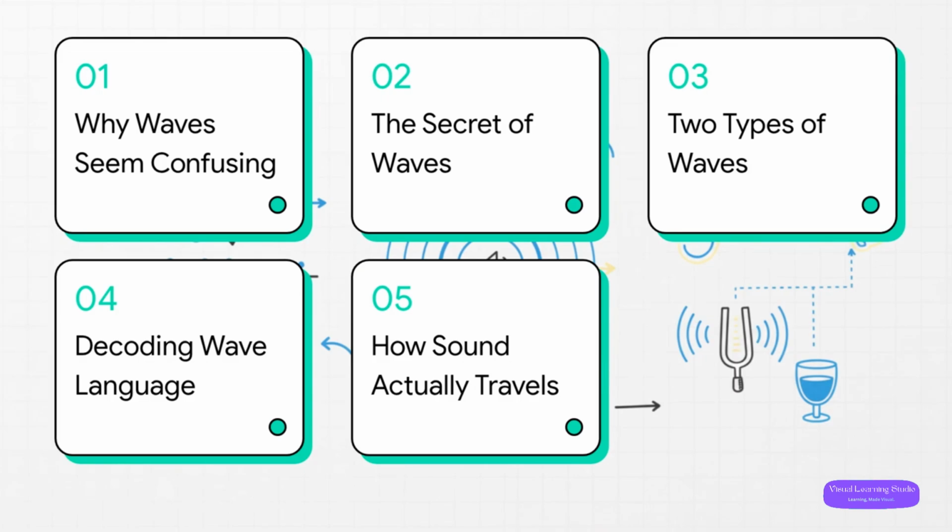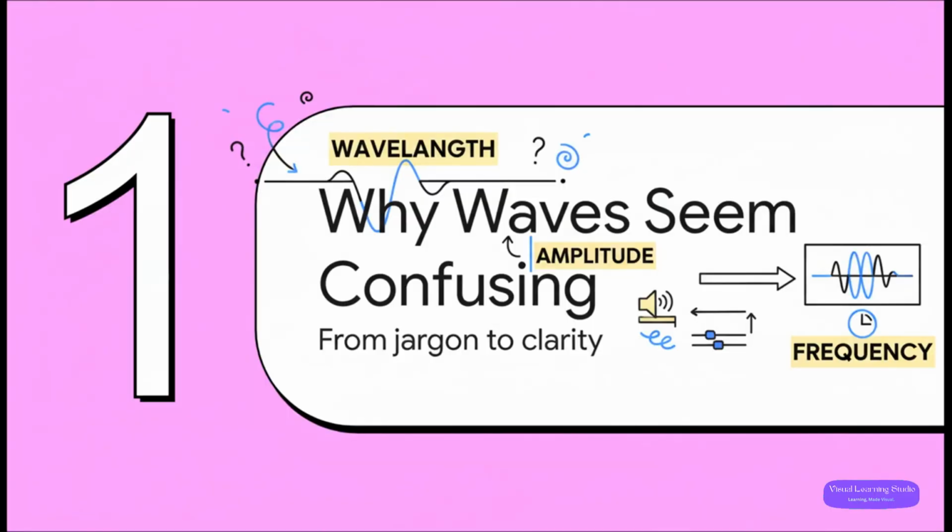So, here's our plan. We're going to tackle this step by step. First, we'll talk about why it's so confusing. Then, we'll uncover the one simple secret to understanding what a wave really is. After that, we'll look at the two main types, learn to speak the language of waves, and finally, see how sound actually gets from point A to point B. It's going to be a clear path, I promise. Okay, let's just dive right in.